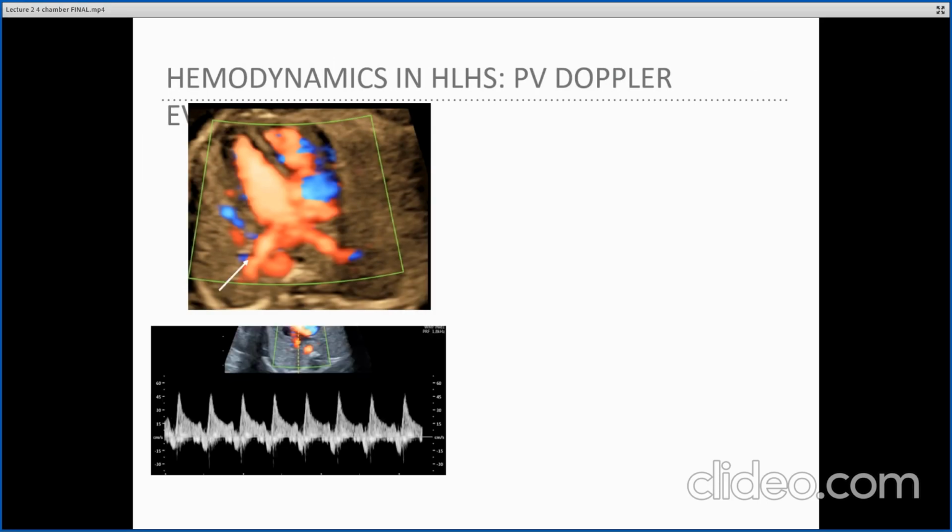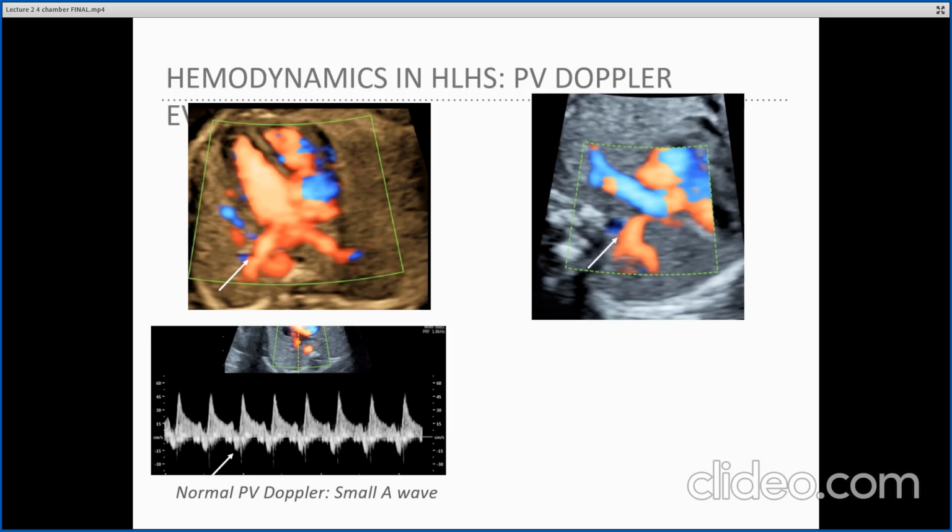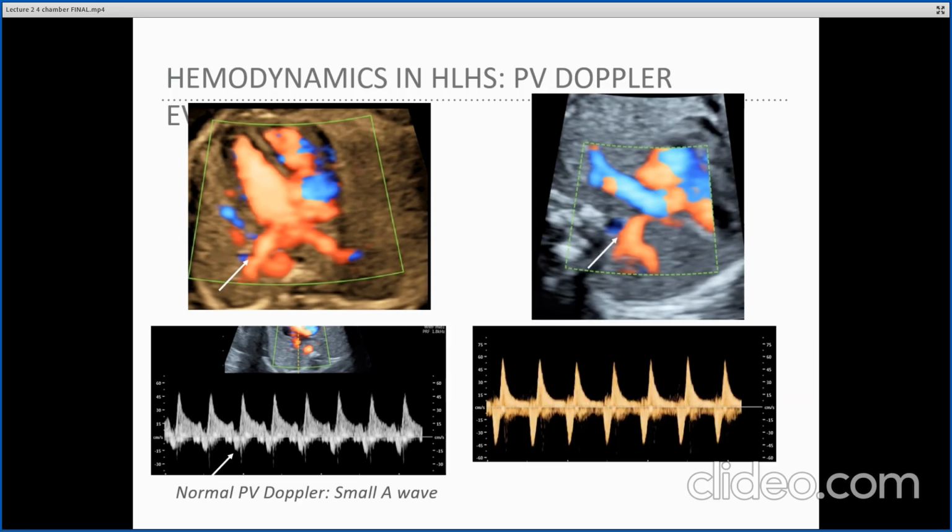In the normal pulmonary veins, when we put the Doppler, we see two positive waves, the S and the D waves, and a very small atrial reversal wave. This is because the left atrial pressure is normal here. In hypoplastic left heart syndrome with restrictive foramen ovale, the pulmonary vein pressure is increased because the left atrial pressure is increased. So when we do the pulmonary vein Doppler, we can see a very prominent atrial reversal wave. This is suggestive of high pressure in the pulmonary veins. So a very simple hemodynamic principle which is very clearly illustrated using the pulmonary vein Doppler.